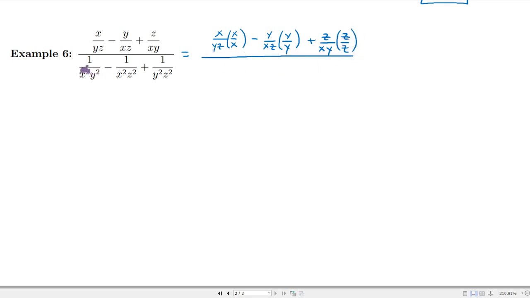Okay, now what about down here? We have x squared y squared, x squared z squared, y squared z squared. So this x squared y squared would be missing z squared. And then looking at this one, it would be missing the z squared. So x squared y squared, we're going to have to multiply by z squared over z squared, minus 1 over x squared z squared. This is missing the y squared. And then the last one is missing the x squared.